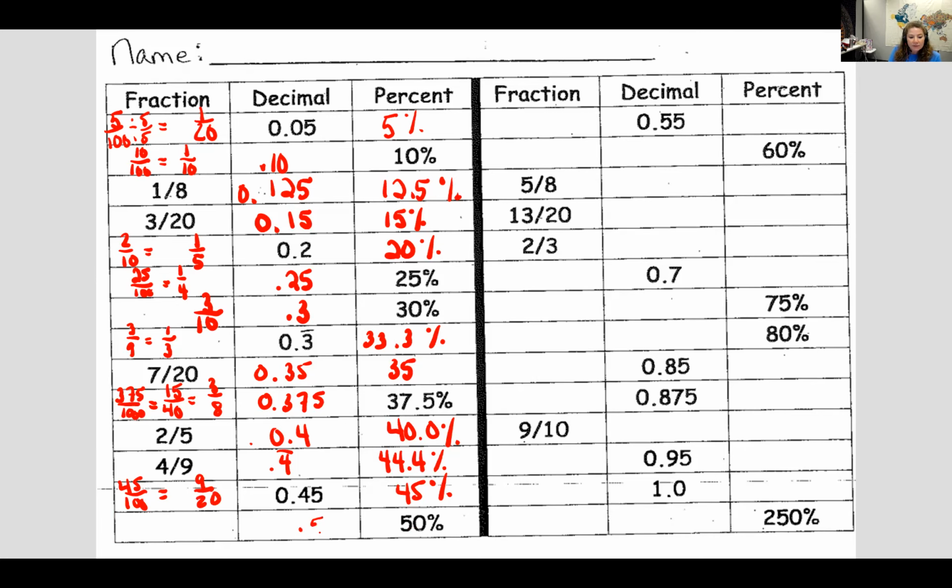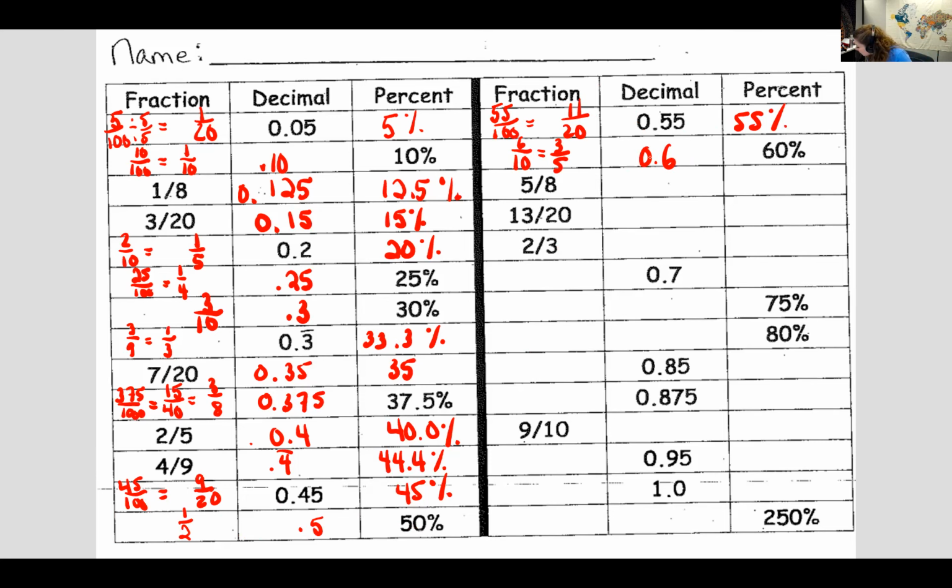50% is 0.5, which is 1/2. 50 over 100, which is 1/2. Up here we have our fraction 55 100ths. Divide both of those by 5, and we get 11 over 20, which is 55%. This would be 0.6, which is 6/10, which simplifies to be 3/5.